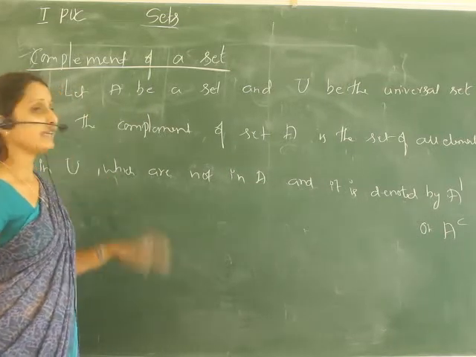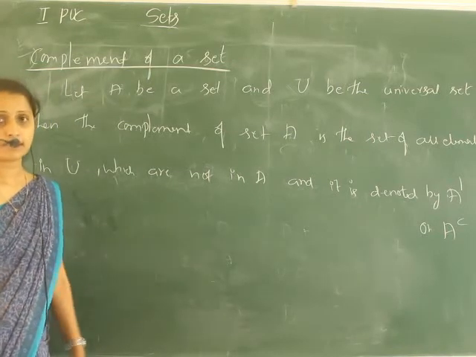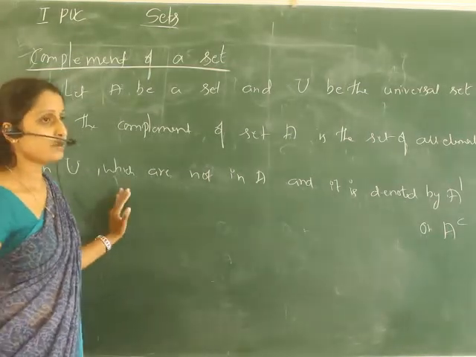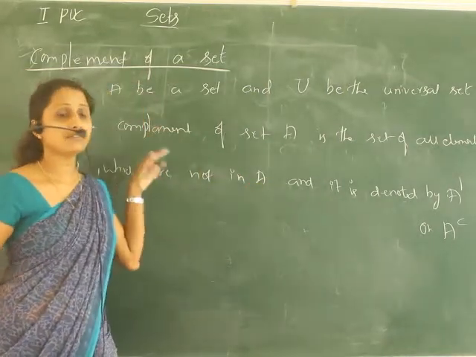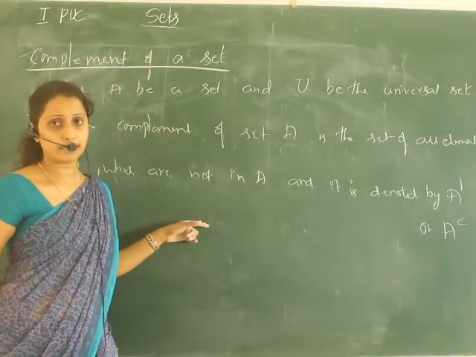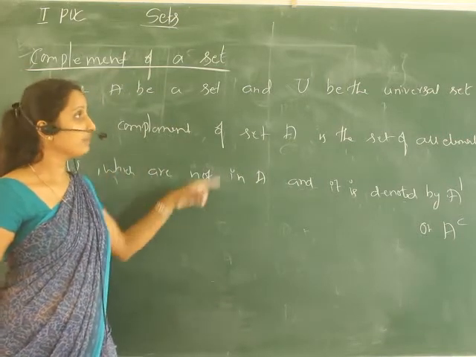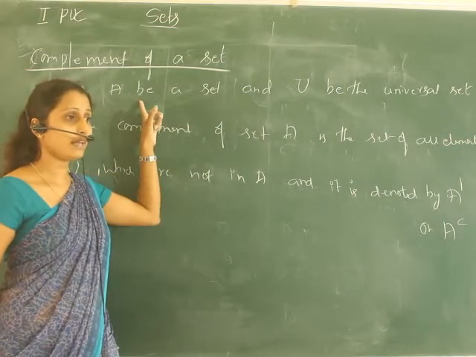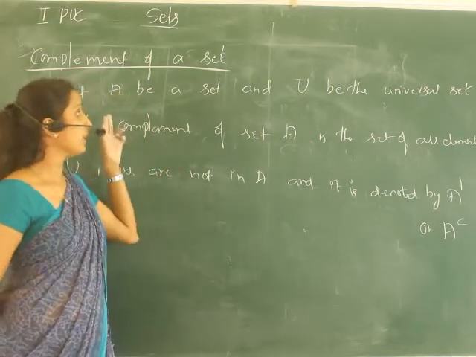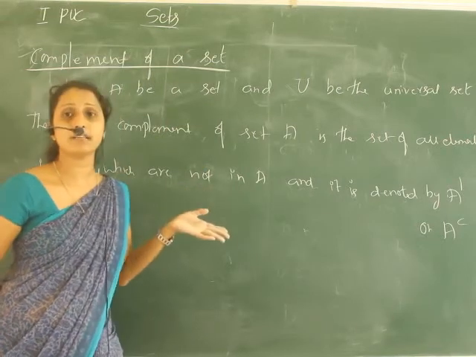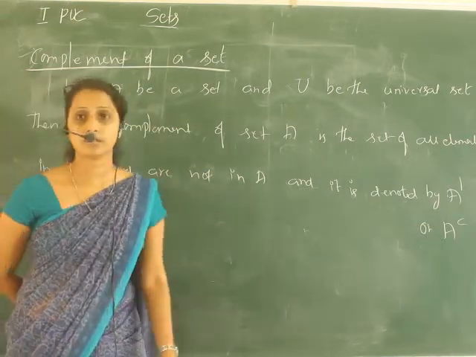First PUC classroom is the universal set, and A is the set of all girls in that classroom. Then what is A complement? A complement means elements in U but not in A. The remaining elements of that class will be the set of boys. So A complement becomes the set of boys.